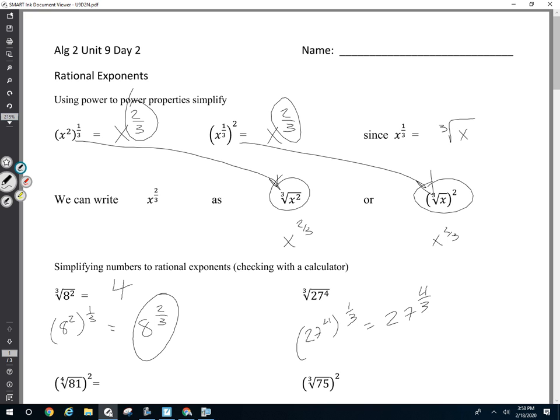You know how I did that in my head? Ready? I changed this to 27 to the 1/3. The cube root of 27 is 3. And 3 to the 4th, 3, 9, 27, 81. That's how I got that. Did you have to do that? No. You have your calculator.